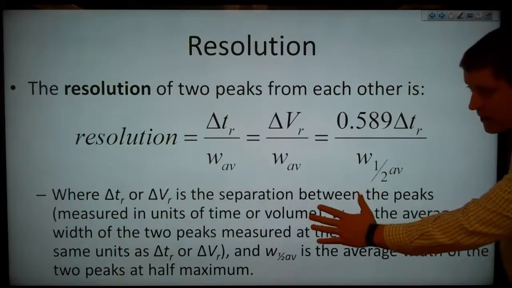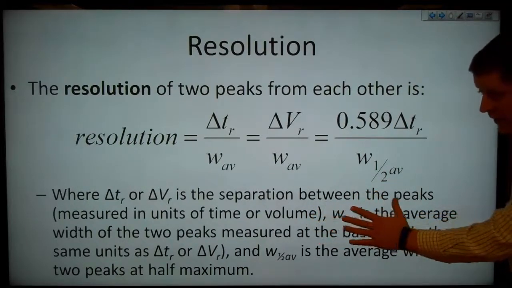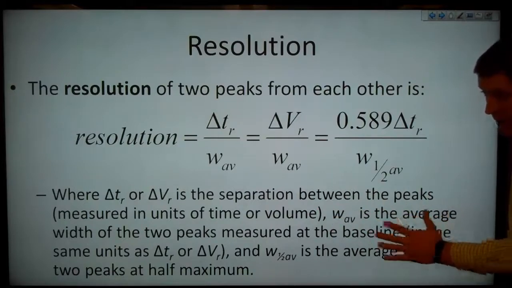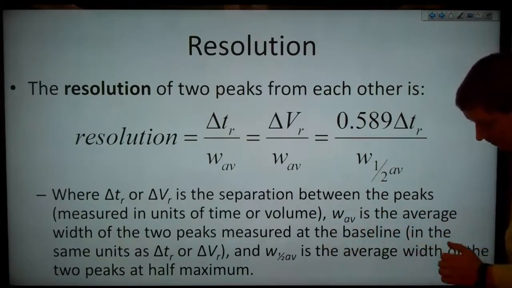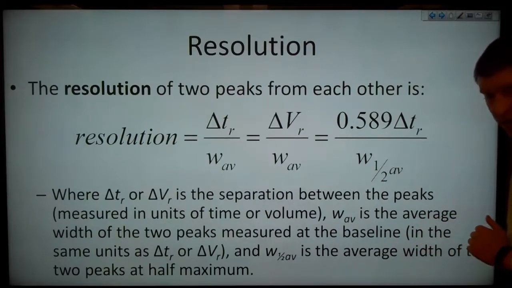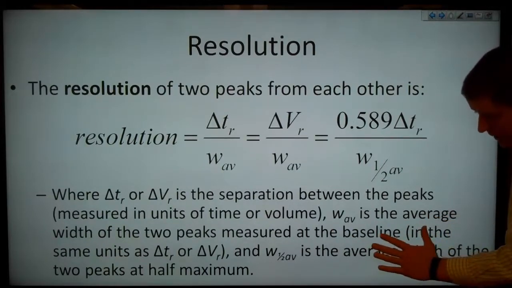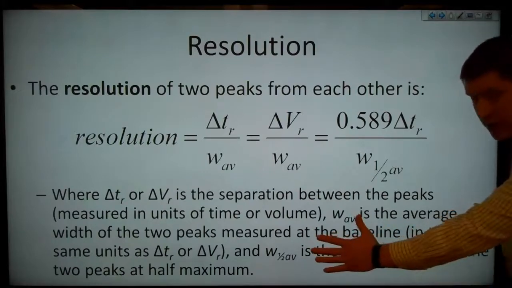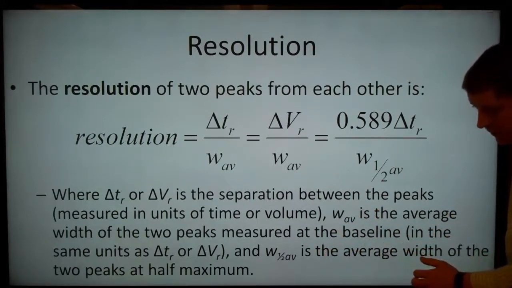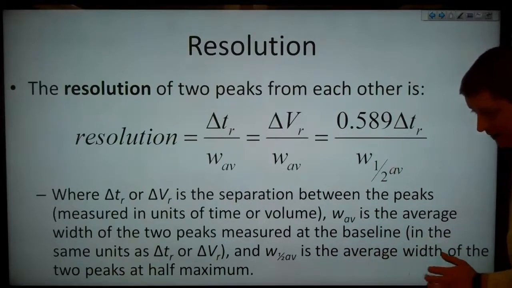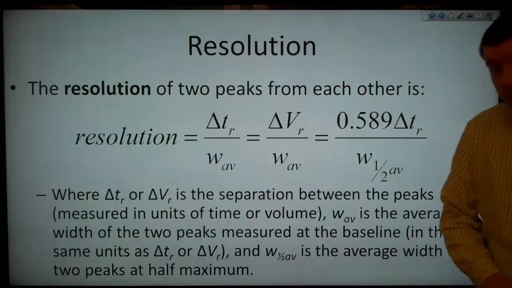Again, where delta TR or delta VR is the separation between our two peaks measured either in units of time or in volume, and this WAV is the average width of our two peaks measured at the baseline in the same units as our delta TR or delta VR. And our W1/2 AV is the average width of the two peaks at half maximum.